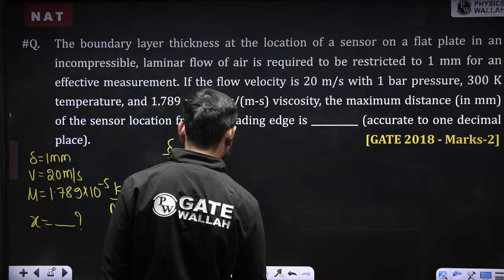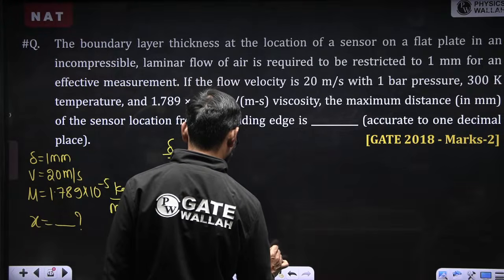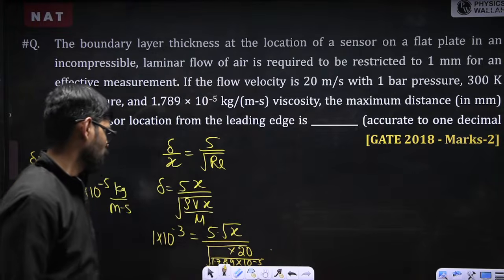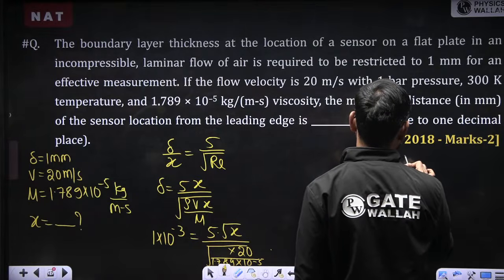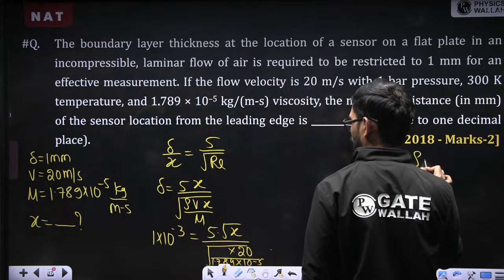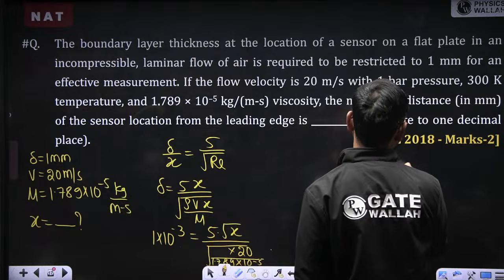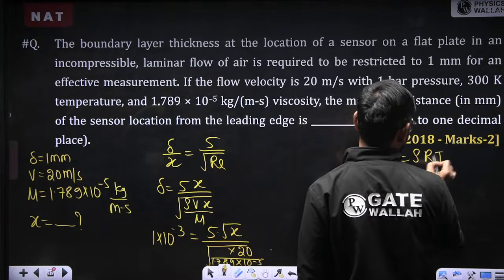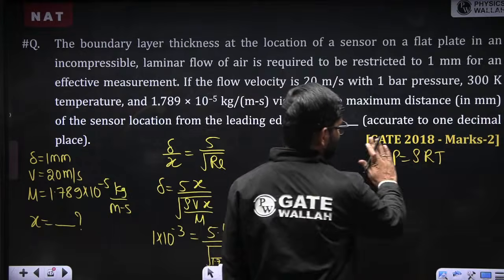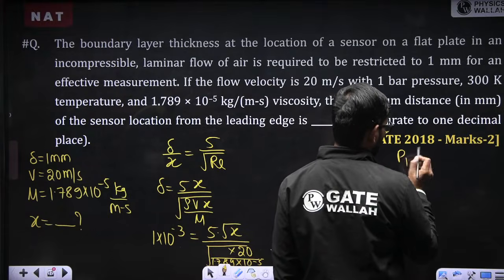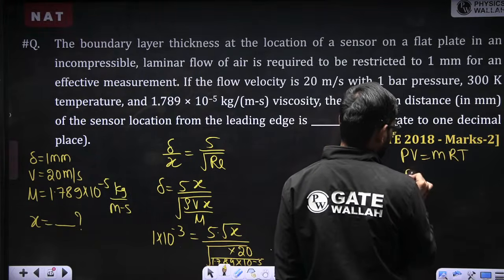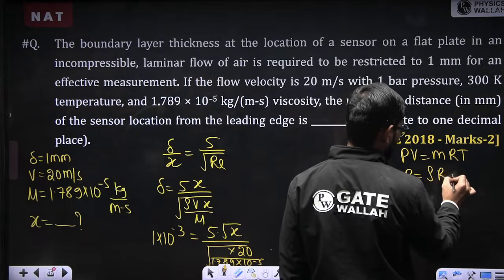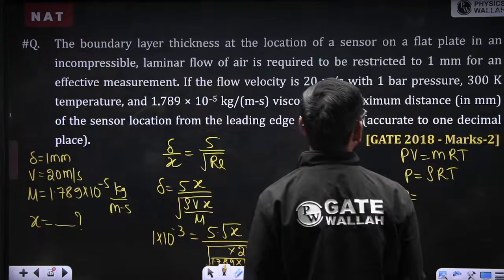That is 1.789 into 10 to the power minus 5. Only rho is not given. So apply here P is equal to rho RT. If you are not able to understand, we can write like this: PV is equal to mRT. Here P times m by V is rho RT. So rho is equal to P by RT. P is how much given?